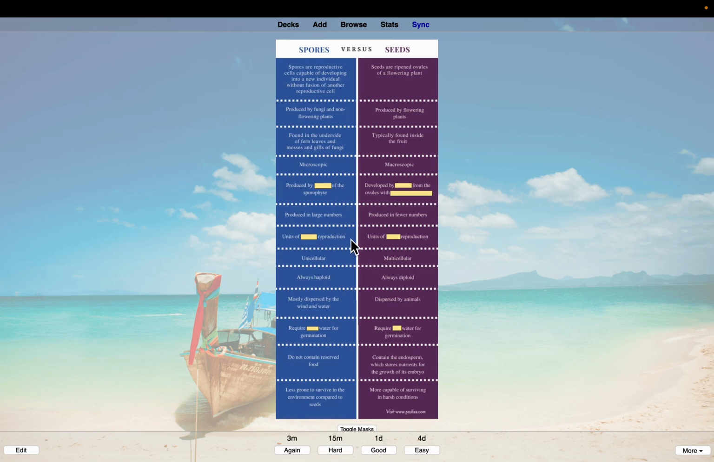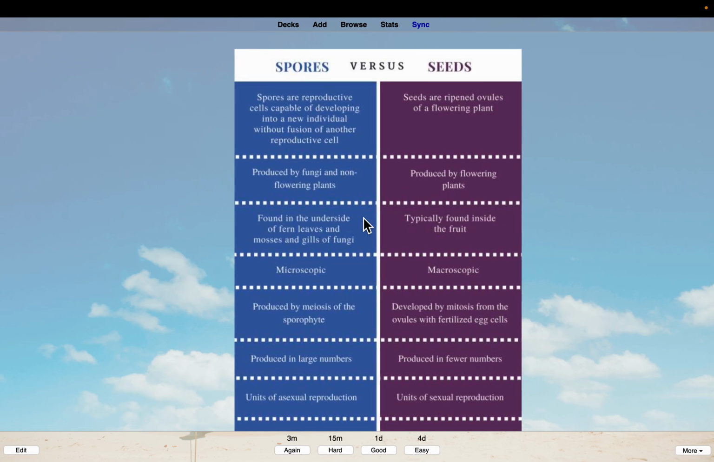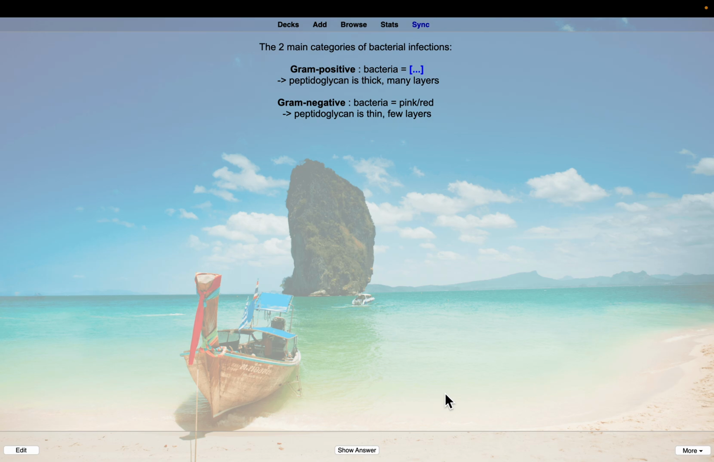Produced by blank of the sporophyte. Okay. Meiosis, spores. Mitosis, seeds. I think that's one way to remember that arrangement.